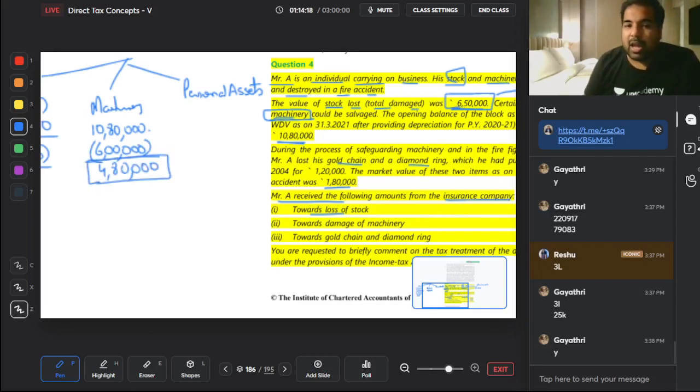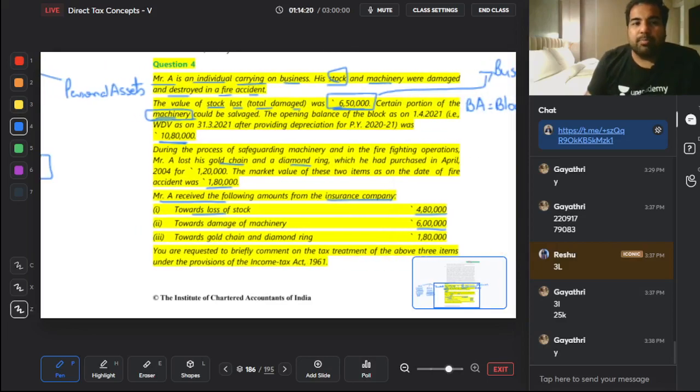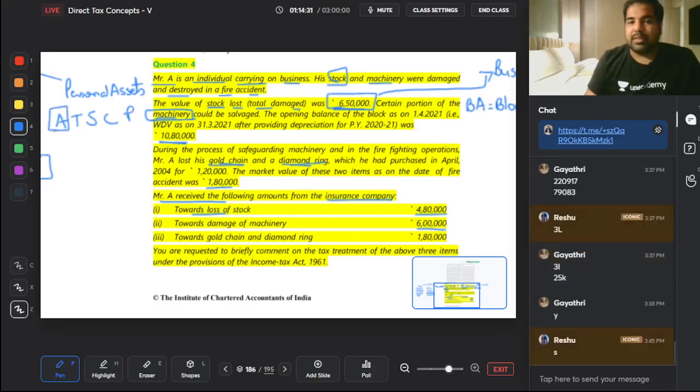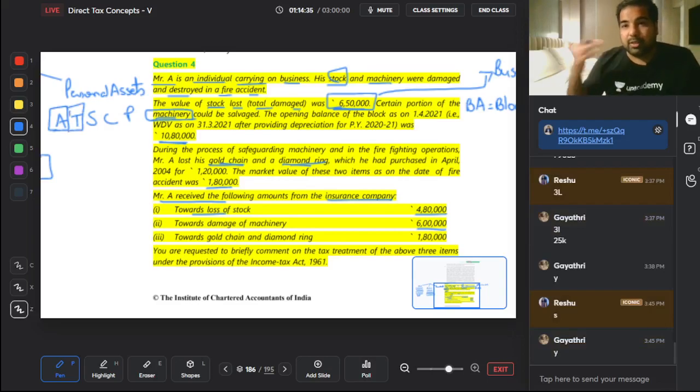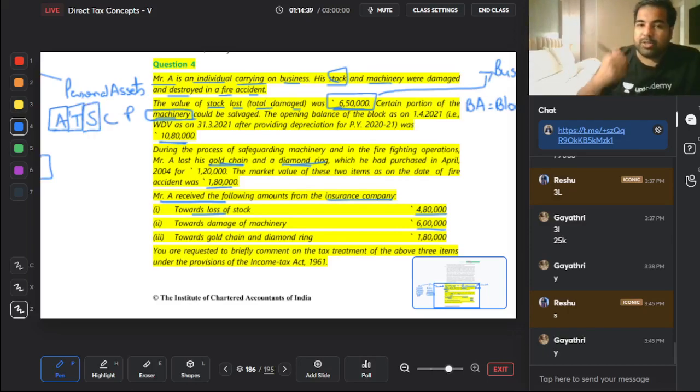Yes. And now guys, the main thing is your personal asset. Is it extinguished or destroyed? Yes. Guys, is the gold chain and the diamond ring an asset? Is it in the definition of asset? Yes. Is there a transfer? No, I did not transfer it, but extinguishment or destruction is also transfer. What is the sale consideration? How much did you get, guys? You got 1,80,000 for it. Yes, so that is the sale consideration, 1,80,000.